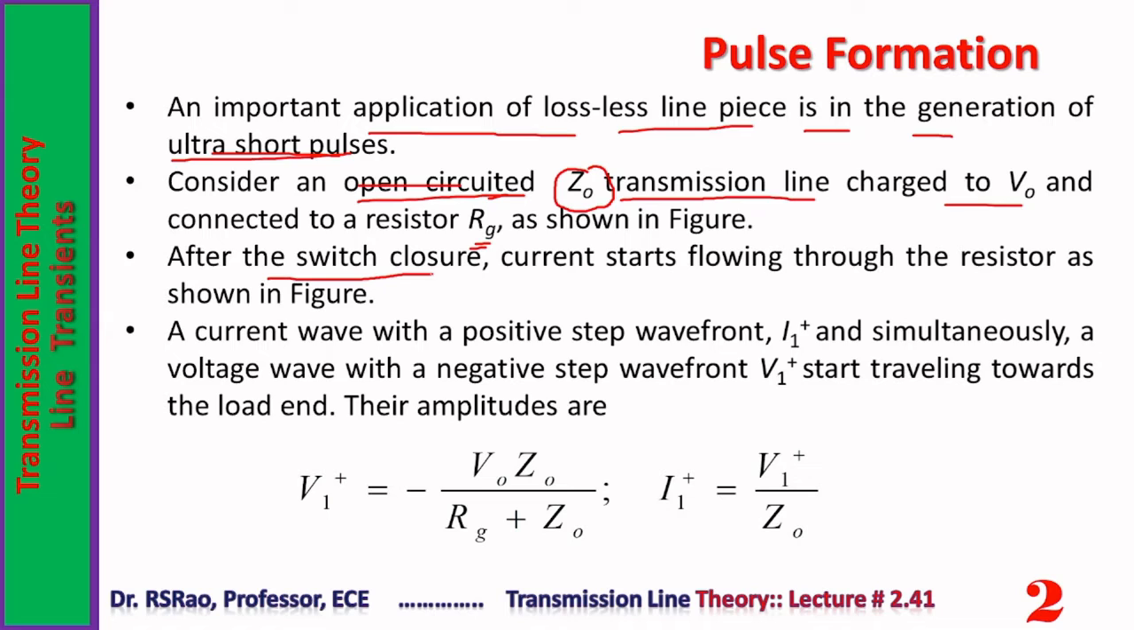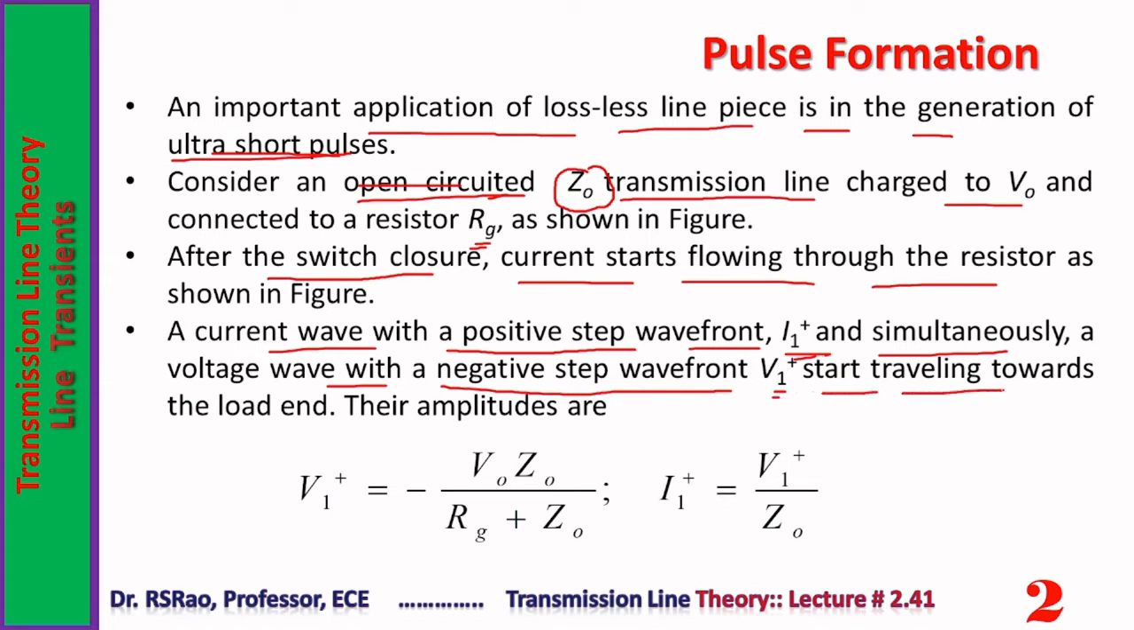After the switch closure, current starts flowing through the resistor as shown in the figure. A current wave with a positive step wavefront I1 plus and simultaneously a voltage wave with a negative step wavefront V1 plus start traveling towards the load end. Notice current is a positive step whereas voltage is a negative step. Their amplitudes: V1 plus is equal to minus V0.